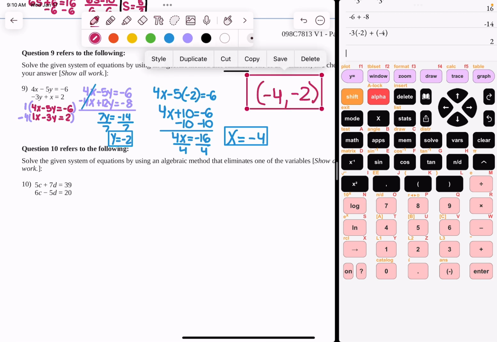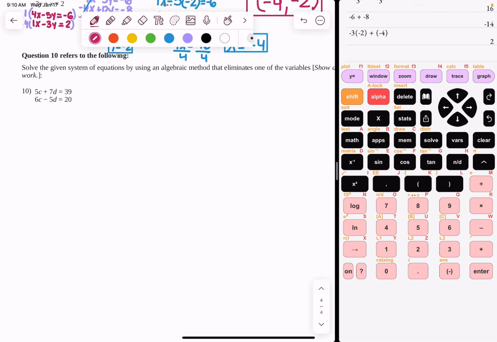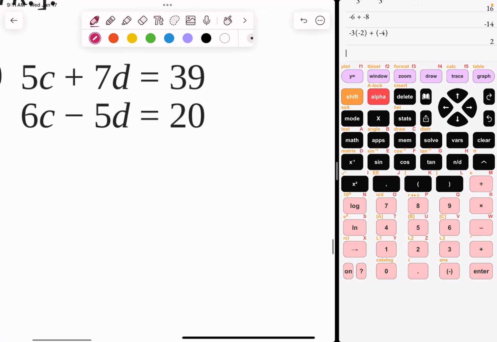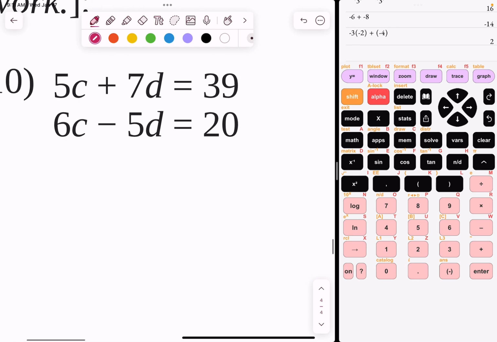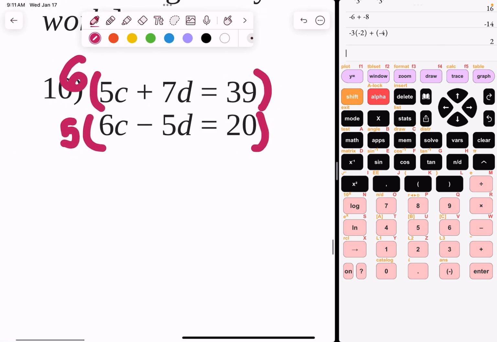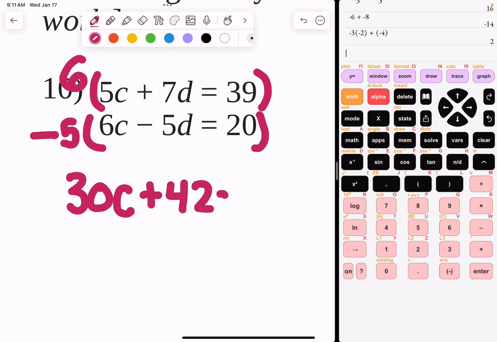Perfect. And let's look at this last one. Solve using the elimination method. All right. It's already c, d. The variables are lined up, so that's good. We're going to multiply the first one by 6. We're going to multiply the second one by 5. And because neither of them is negative, I always like to make my bottom one negative. 6 times 5c is 30c. 6 times 7 is 42d. And 6 times 39 is 234.